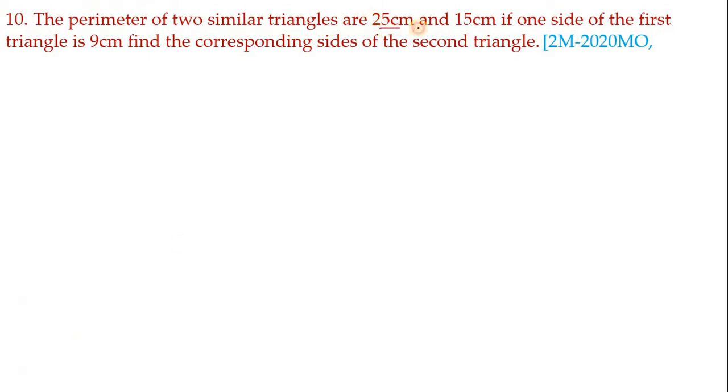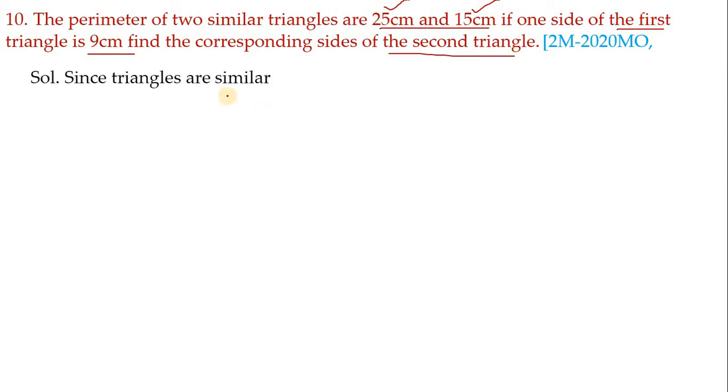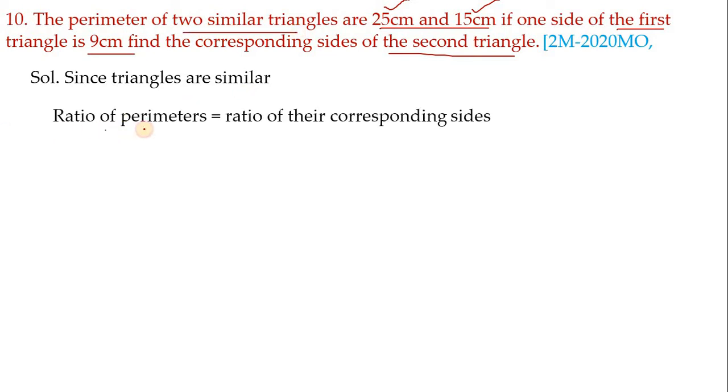Those two similar triangle perimeters are given. First triangle perimeter is 25. Second triangle perimeter is 50. As well as the first triangle side is given, that is 9 cm. Second triangle side we have to find. For that, since the triangles are similar, as I said, the ratio of perimeters is equal to the ratio of their corresponding sides.